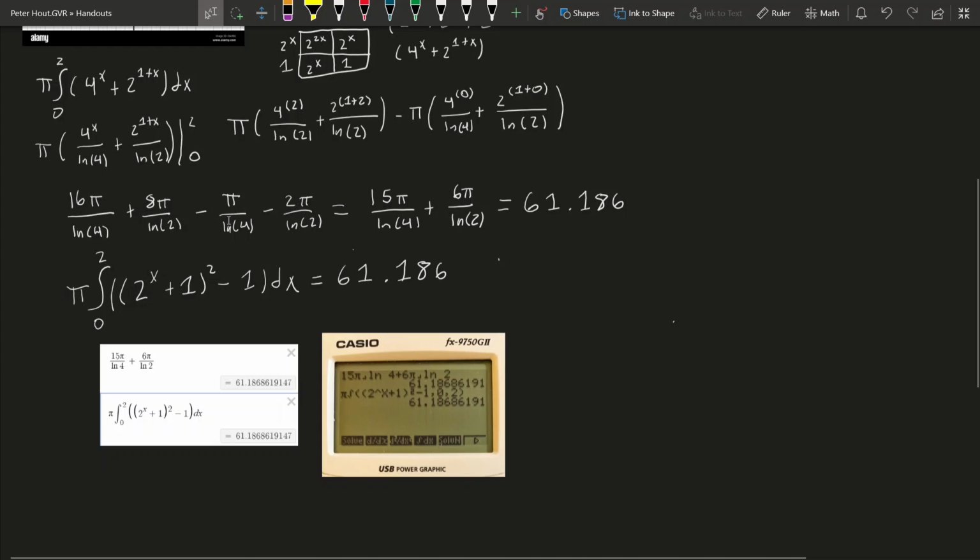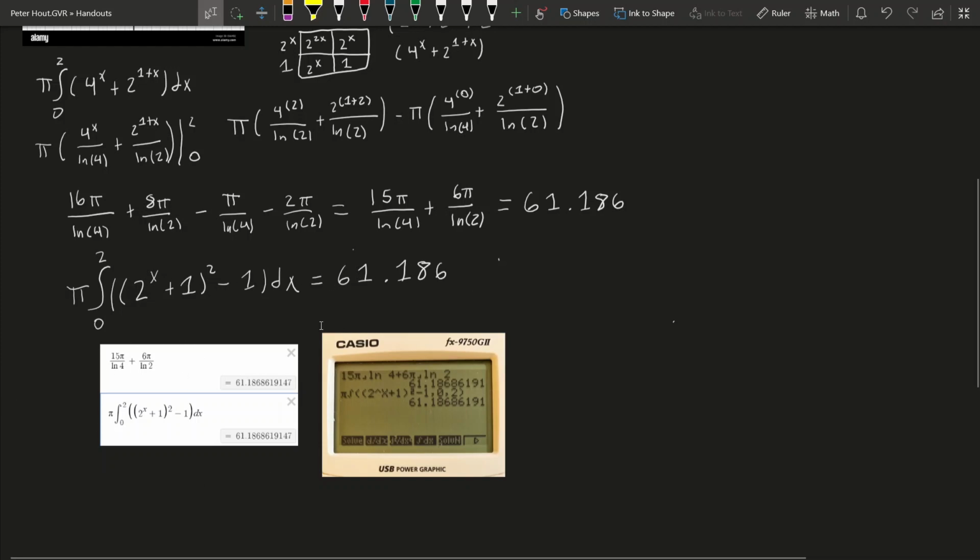We can then simplify that with the like terms. The negative pi over ln of 4 can combine with 16 pi over ln of 4 to get 15 pi over ln of 4, and then 8 pi over ln of 2 can combine with the negative 2 pi over ln of 2 to become 6 pi over ln of 2. When I plug that into the calculator, I get 61.186. And then when I plug in the integral as well, I get 61.186.